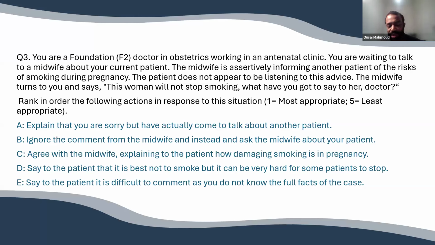So between A and E, again, it's very difficult. Numbers 2 and 3. Which is better? To say it's difficult to comment because you don't know the case, and do nothing else, or to explain, I'm sorry, and I'm here to see my patients. Now, which option is ticking more boxes? E, Echo, is almost not being rude, yes, but you are not addressing the midwife, you are not addressing the patient, you are being neutral. A, you're addressing the midwife by explaining, I'm sorry, and you are addressing your own patient. So A is taking more boxes. That's why A is number 2. So the answer would be Delta, Alpha, Echo, Charlie, then Bravo.